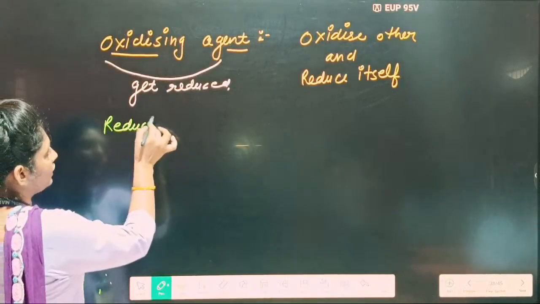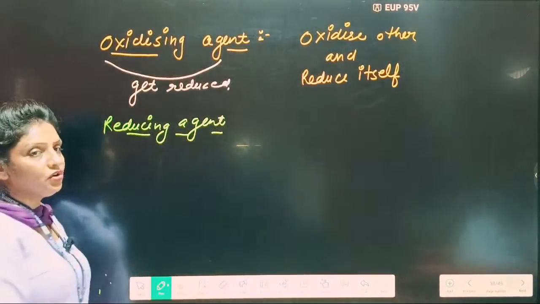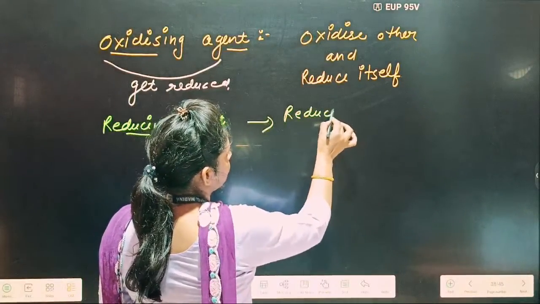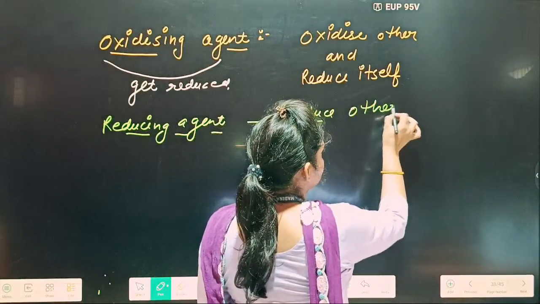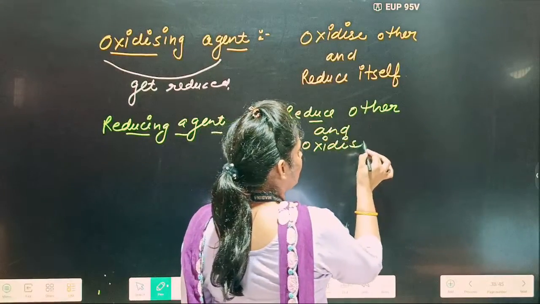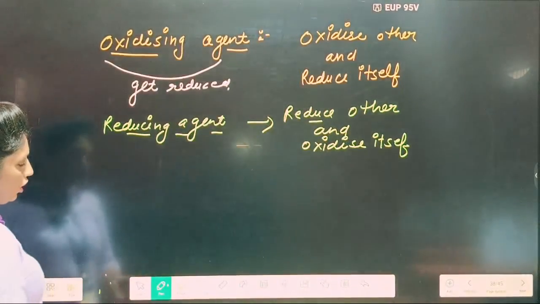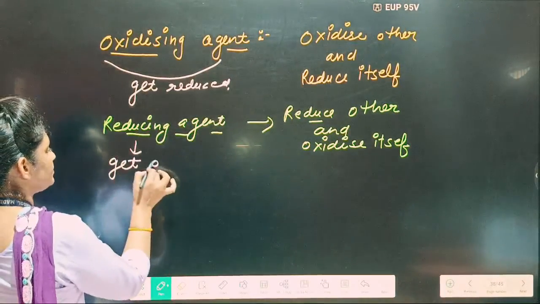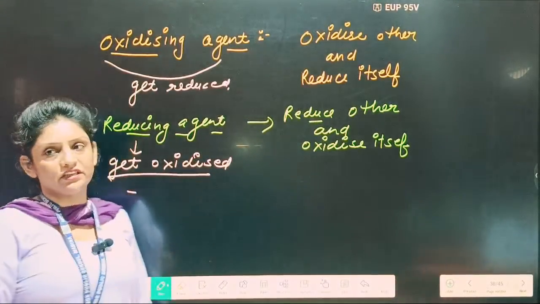What do you mean by the reducing agent, students? Reducing agents are those which reduce others. Yes, students, your attention should be here only. So which reduce others and oxidize itself are known as the reducing agent, or we can say, students, reducing agents are those which get oxidized are known as the reducing agent.